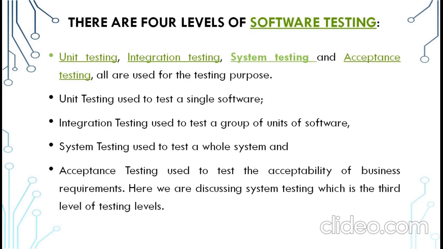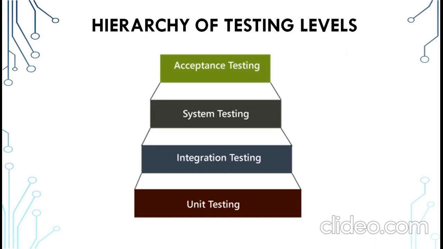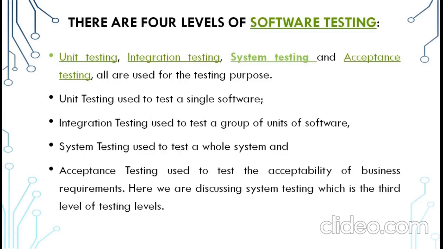There are four levels of software testing: unit testing, integration testing, system testing, and acceptance testing. These are called the hierarchy of the testing levels. We always start with unit testing, then integration testing, then system testing, and afterwards acceptance testing. Unit testing tests a single unit of software, whereas integration testing tests a group of units, and system testing tests the whole system. Once integration completes, system testing is performed and the system is checked as a whole.